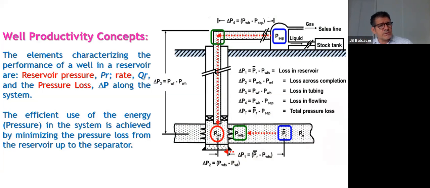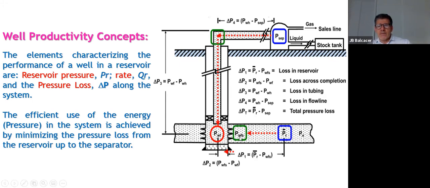Regarding the well productivity concepts, we know that the elements involved in the productivity concept are the reservoir pressure, which is the identity of the reservoir, and the rate at which we are producing the reservoir. Due to this pressure or rate, we have a pressure loss along the system from the reservoir, as we see here in this plot.